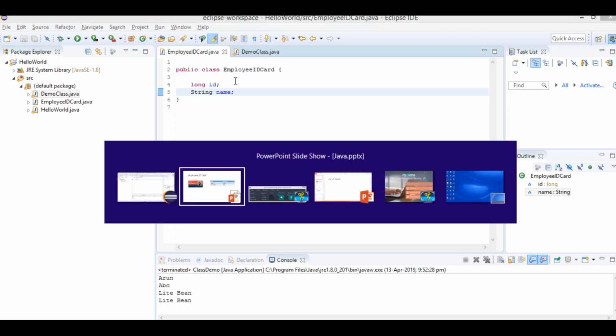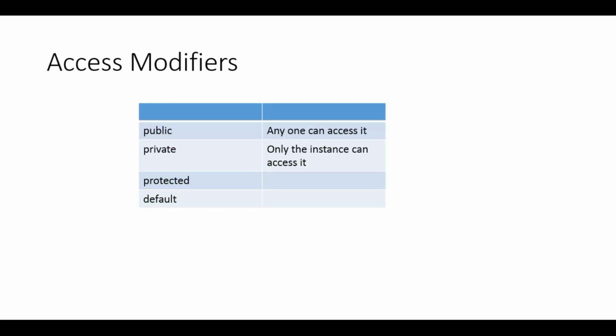Now there is one more thing we need to be aware of, that is the access modifiers. The access modifiers let us expose the variables. There are four types of access modifiers: public, private, protected and default. Public means anyone can access that variable, that is, that data, and private means only that instance can access it. In general, in Java it is advisable to use private.